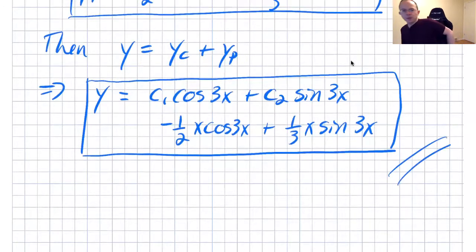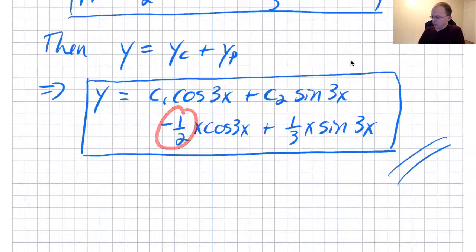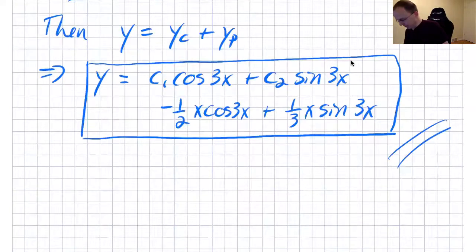Perfect. Okay, so that's how these things come together. You get a complementary solution for the homogeneous equation. We know how to do that from previous section. And now we use this method of undetermined coefficients in order to determine a form of the particular solution, and then determine the coefficients. In this case, they were negative 1/2 and 1/3. All right, great.